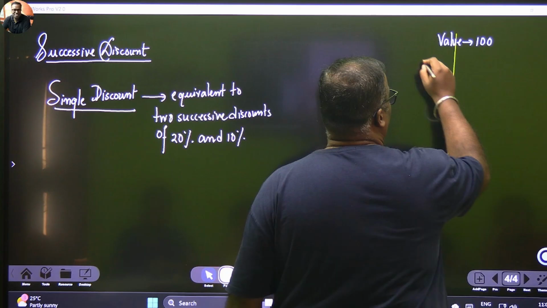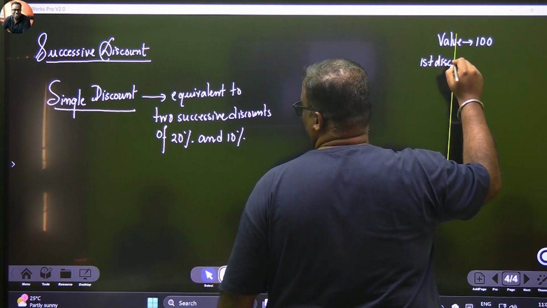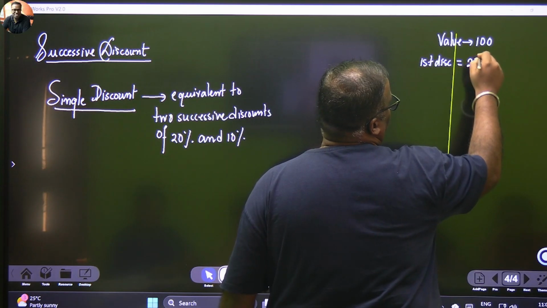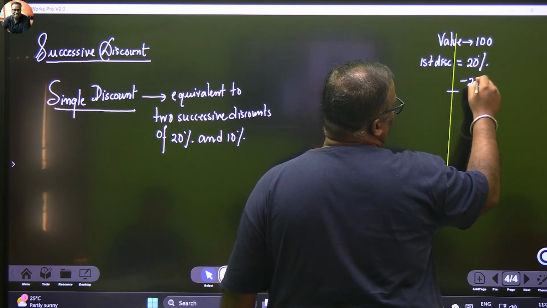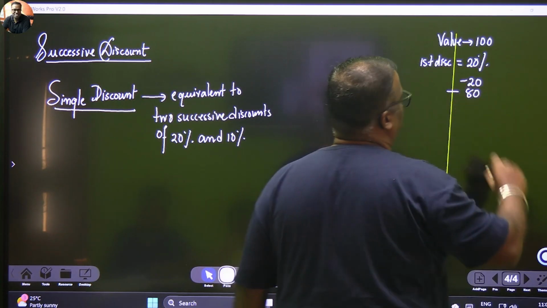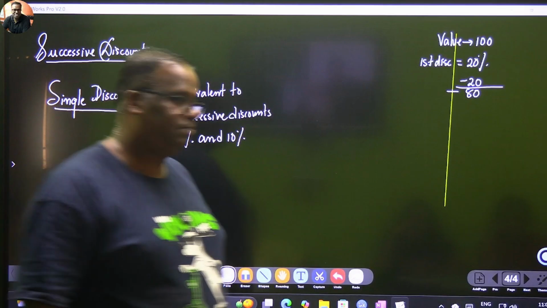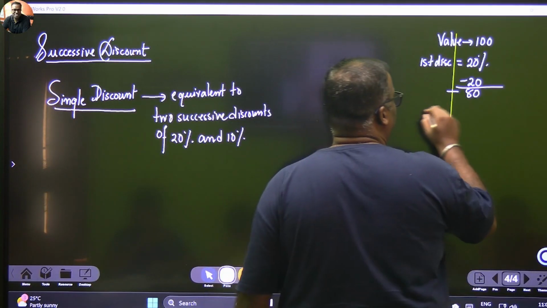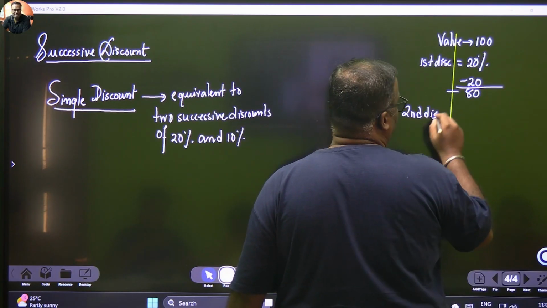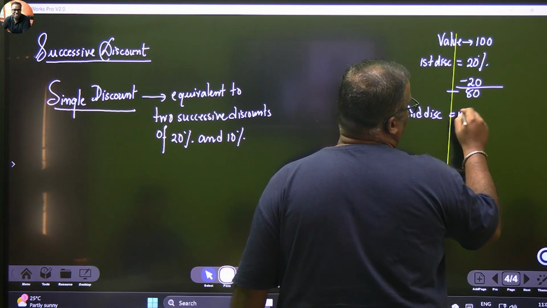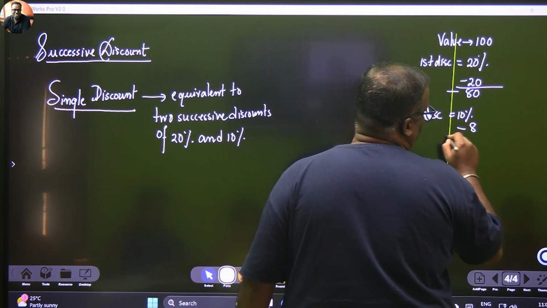The first discount is how much, beta? 20%. So you reduce the first discount. How much do you come up at? You will take out 20 rupees from here. You come at 80 rupees. This is your first discount. Clear? Okay. Then comes your second discount. Second discount is how much, beta? Second discount is 10%. 10% means 8 rupees gone.